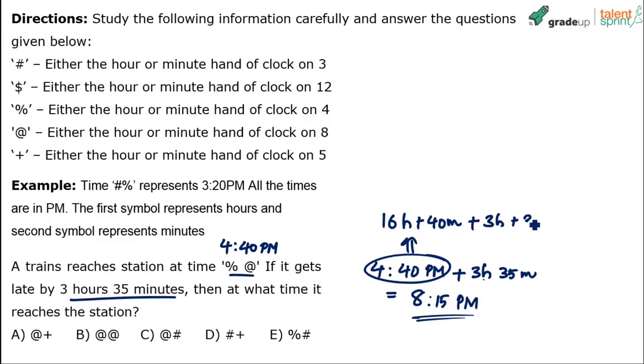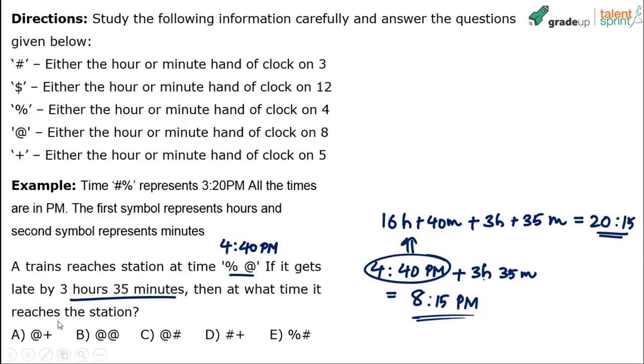Now the addition becomes easy. Right? So 16 and 3 is 19 hours. And 40 and 35 is 75 minutes. 75 minutes is again 1 hour and 15 minutes. So 19 plus 1, 20 hours and 15 minutes. Right? So 2015, you know, right? This 2015 represents what? 8:15 p.m. That's what we have got here.